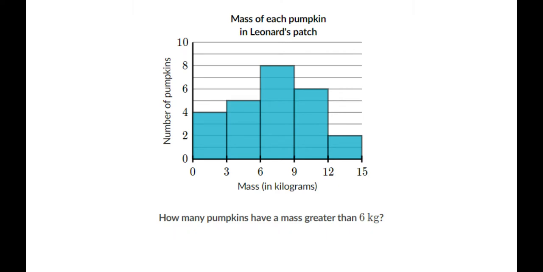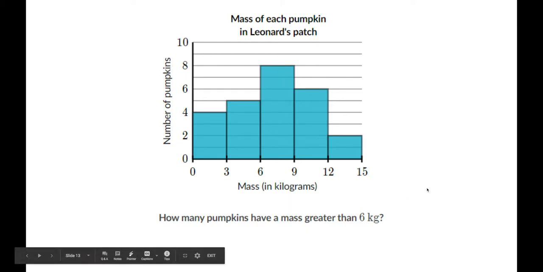How many pumpkins have a mass greater than 6 kilograms? So in this case, you want to look at the axes and read them. It's a frequency graph. Each bar is telling us how many pumpkins had a mass in that range, in this case between 3 and 6 kilograms, and for this bar, 6 to 9 kilograms. So we can see that the most common mass was between 6 and 9 kilograms, because this is the tallest bar, so that would be my mode.